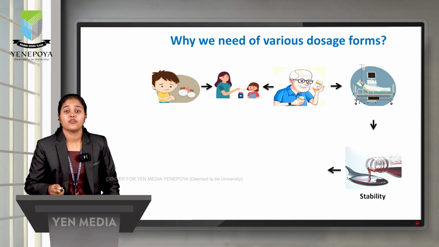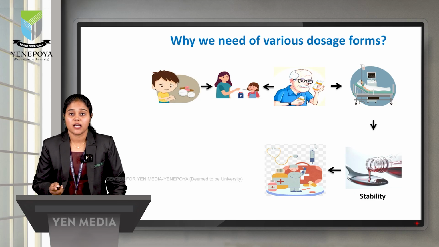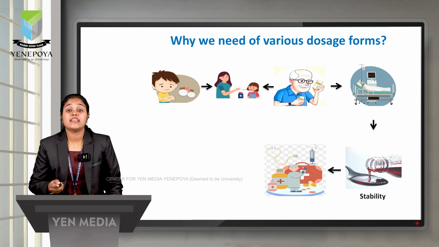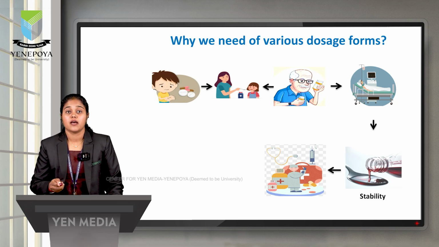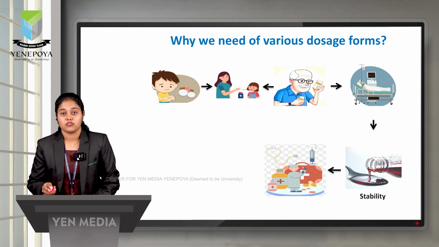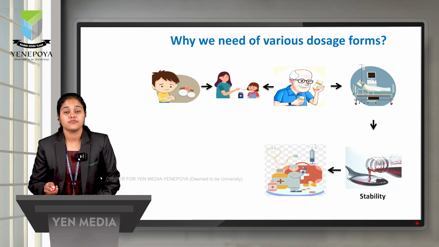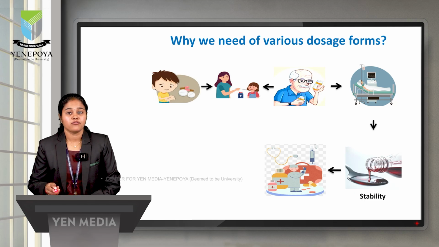Other than this, we have to go for injections. When we are talking about injections, maybe the person is unconscious, or sometimes we require immediate action. At that time we cannot wait for tablets, any liquid dosage form, or any other formulation. At that time we have to go for injections. If you are giving an intravenous injection, the action will be immediate, because it leads the drug directly into the blood circulation. When the drug reaches the systemic circulation, the effect will be there in an immediate manner. At that time we can go for the injection format.